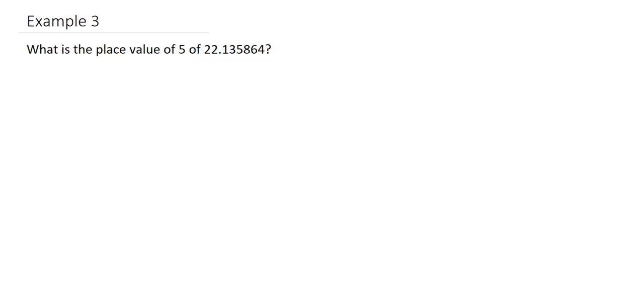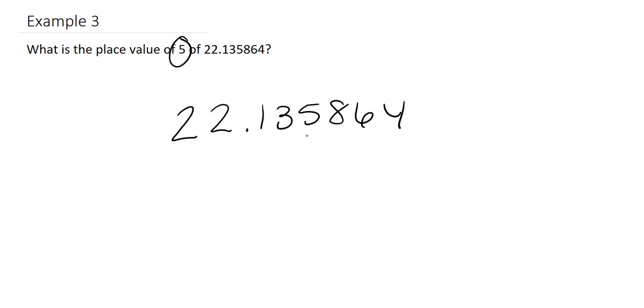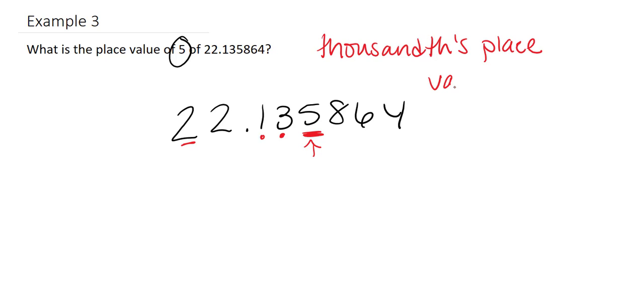Example 3. What is the place value of 5 in 22.135864? So we're asking, what is the place value of this 5? Because we located the 5 that's after the decimal. It's only 5. So once again, we have our decimal. Anything to the left of it is our whole number, so our ones and then our tens. And then to the right of the decimal, let's count. We'll go our tenths, hundredths, and then we have our thousandths. So what is the place value of the 5? It would be our thousandths place value. And then we are done.